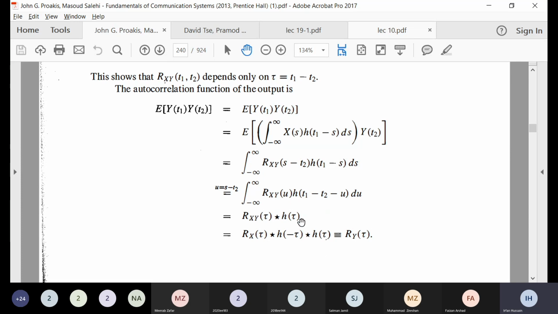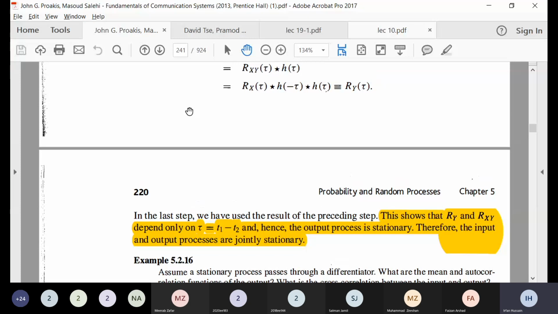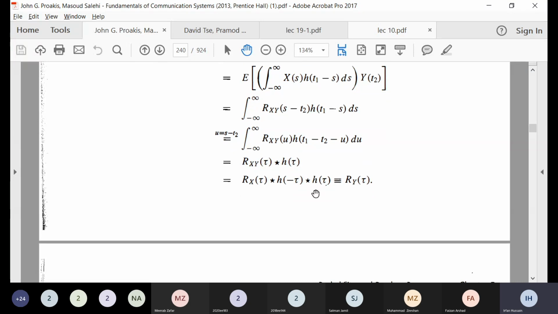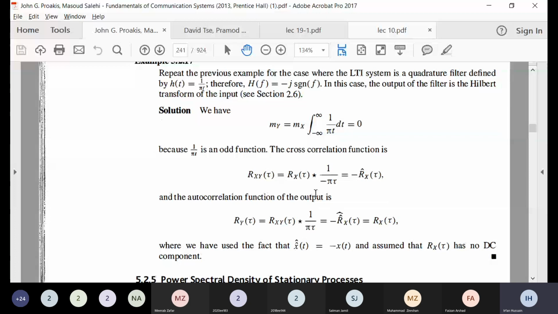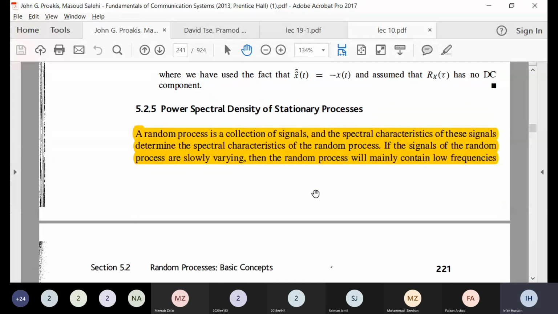So you can see here. And we already know that Rx of tau is equal to Rx tau convolved with H of minus tau. So this comes out to be the formula for the autocorrelation of the output. And you can see here, output is also stationary because it depends only on tau. These examples I am not covering because you don't have to understand them.